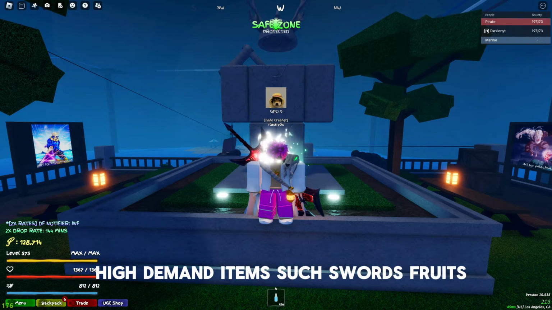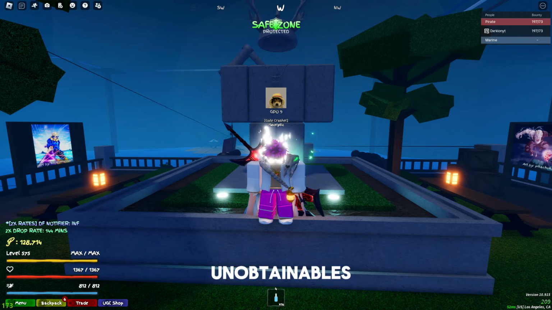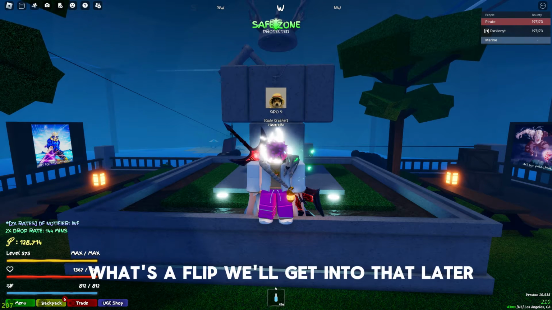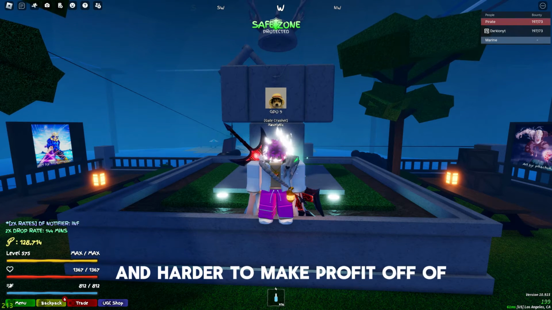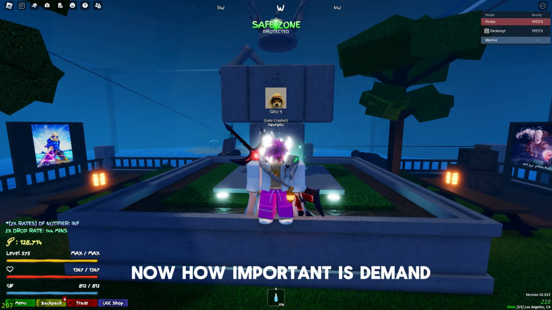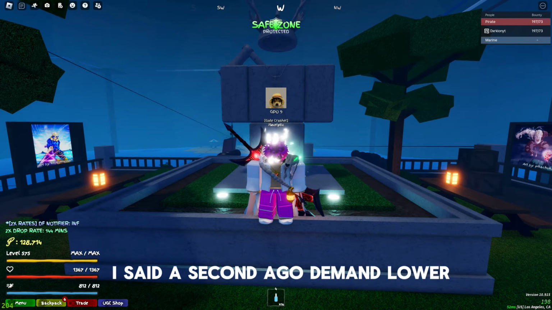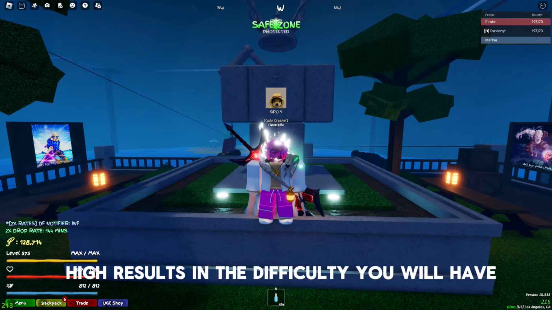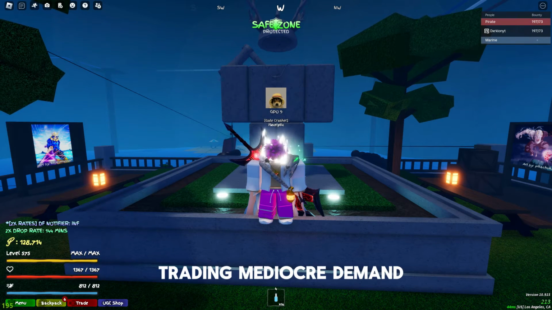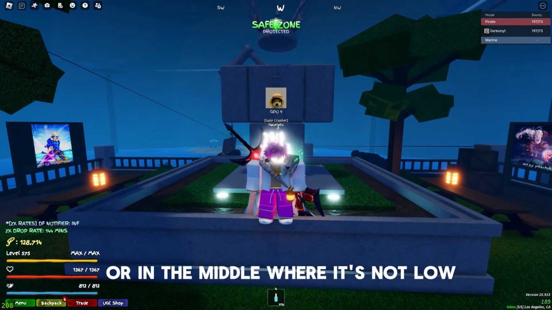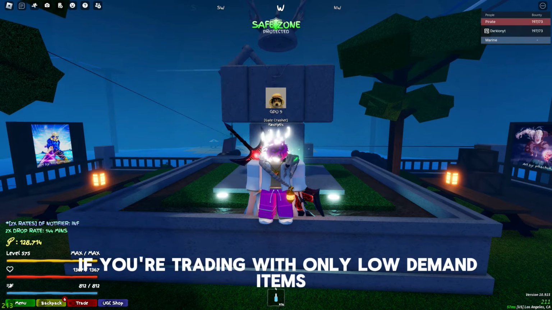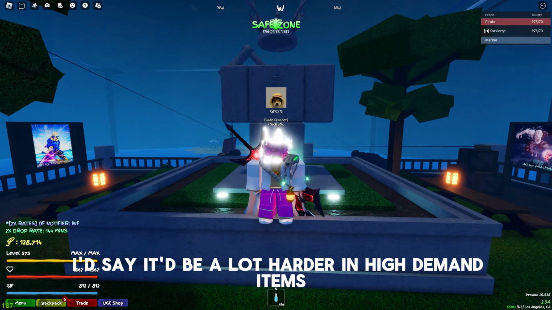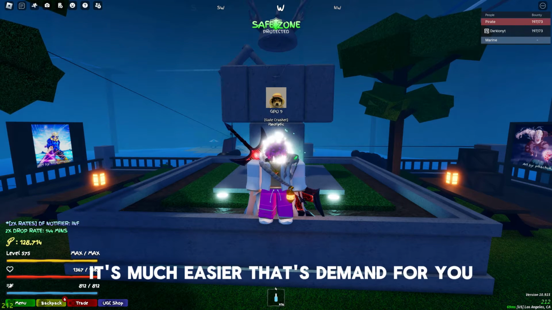Now, the third role would be the difficulty you have whilst trading. High demand items such as swords, fruits, unobtainables are easier to flip and make profit out of. What's a flip? We'll get into that later. Low demand items are harder to trade and harder to make profit off of. Now, how important is demand? As I said a second ago, demand, low or high, results in the difficulty you will have trading. Mediocre demand, or in the middle, where it's not low, not high, you'll have an okay time. It'll be normal. If you're trading with only low demand items, I'd say it'd be a lot harder. In high demand items, it's much easier.